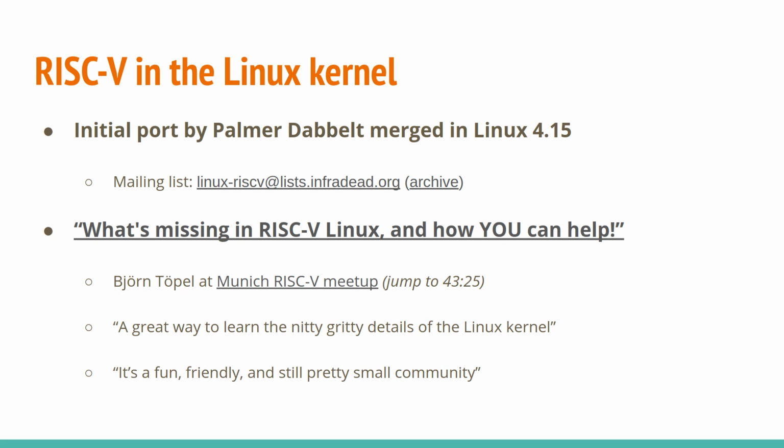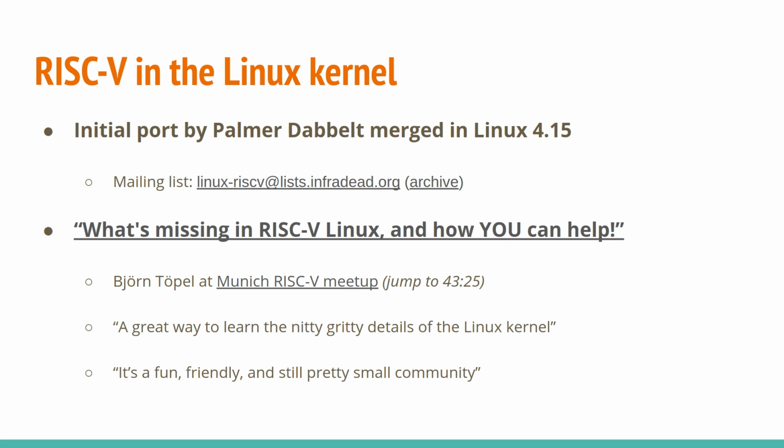So RISC-V support was added to the Linux kernel by Palmer Dabbelt back in Linux 4.15, which was several years ago. There's the Linux-RISC-V mailing list, which is the main place to see patches and discussions about the RISC-V support in the Linux kernel. And there's the archive on lore.kernel.org that you can go back and read all the past discussions of.